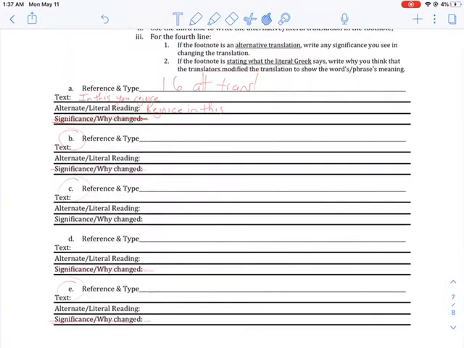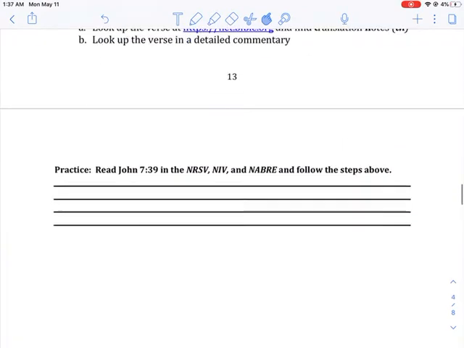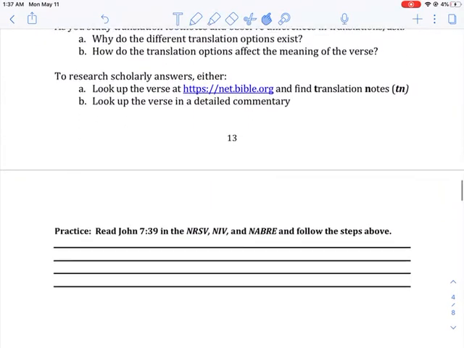Finally then, the last skill I want to talk about, which will also be on your quiz on Thursday, is being able to compare translations.